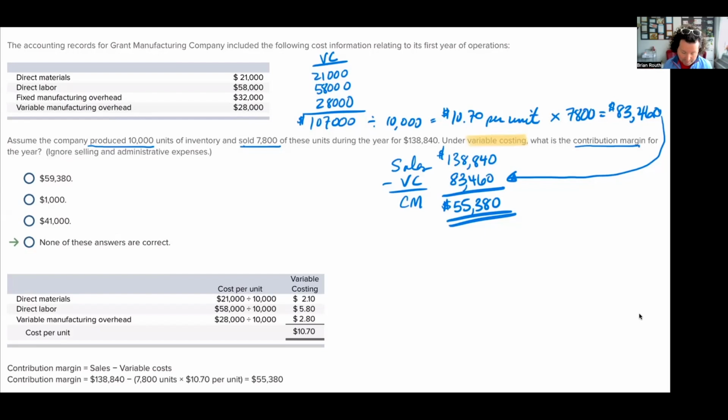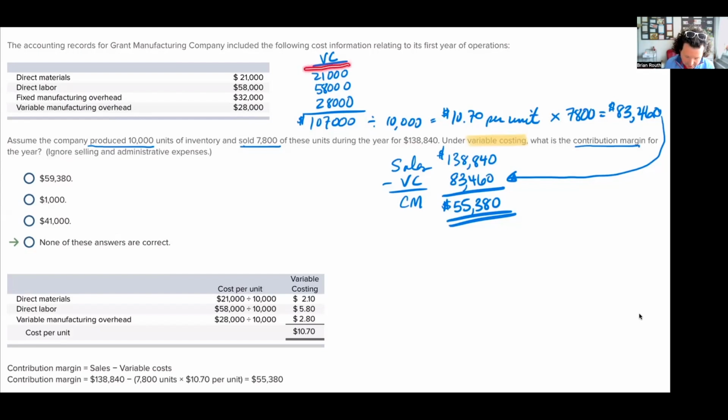So again, we have to remember our contribution margin income statement, which is sales minus variable cost is contribution margin. So those are the numbers we're looking for. We were given sales, so we can go ahead and put that down there, $138,840. But now we need to find variable cost. Remember, under variable costing, we only expense the product cost when product is sold. So we have to figure out our per unit cost for producing these 10,000 units, but we don't expense the cost associated with all 10,000 because we only sold 7,800.